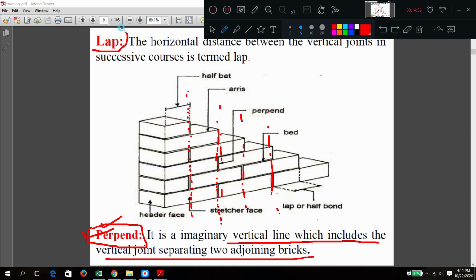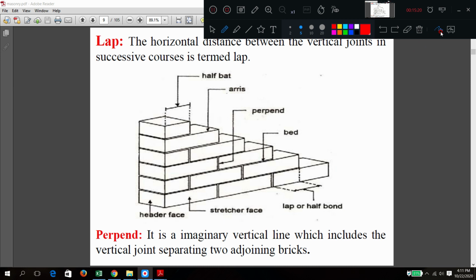What is this lap? Horizontal distance between successive layers. And perpend is a vertical imaginary line passing through joints in alternate layers. So lap and perpend. Is it clear? Okay, no problem. Shall we go ahead? Next one.